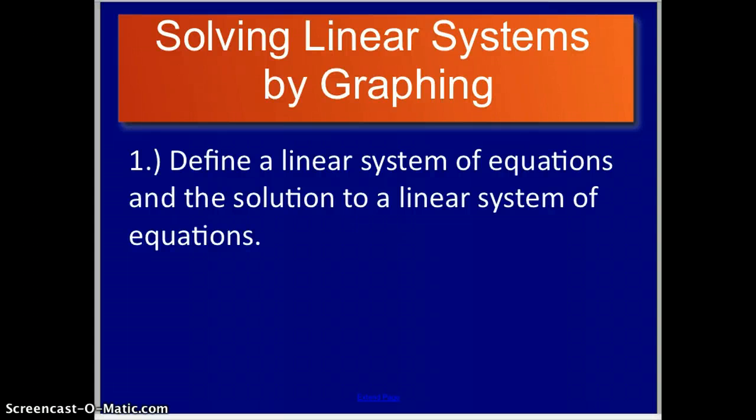Today we're going to talk about the first lesson in Chapter 5, which is solving linear systems by graphing. We'll define what a linear system is and also talk about how to identify what the solution of that system looks like.